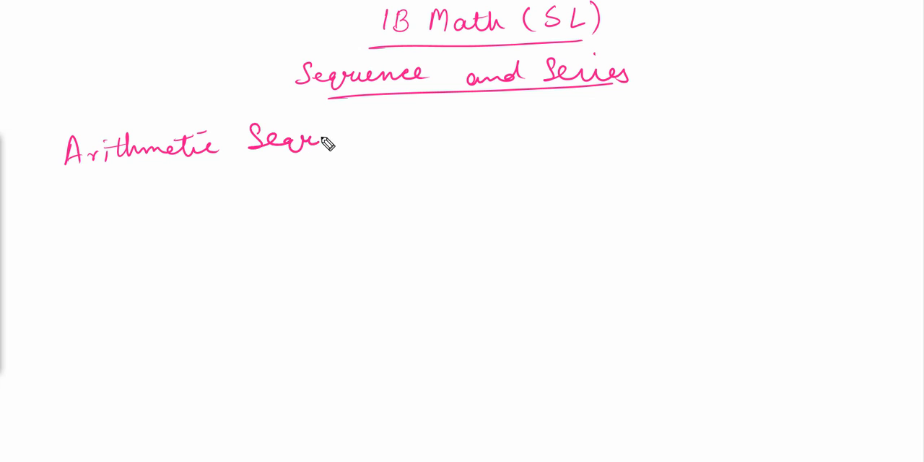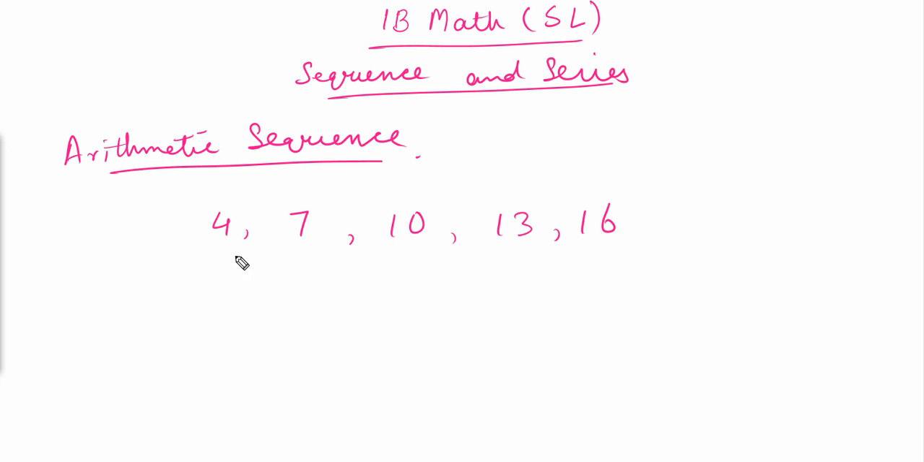An arithmetic sequence is a sequence of numbers where there is a common difference. For example, if I write a sequence over here, 4, 7, 10, 13, 16. You can see there's a common difference between all of these numbers. If we subtract 4 from 7, there's a difference of 3. 10 minus 7 is 3. 13 minus 10 is 3 as well. 16 minus 13 is 3. Such a sequence is called an arithmetic sequence.